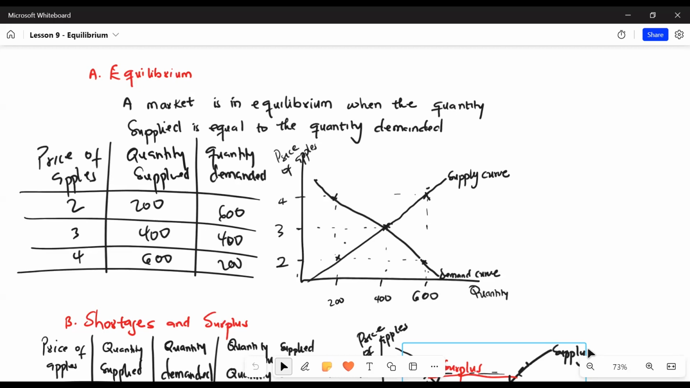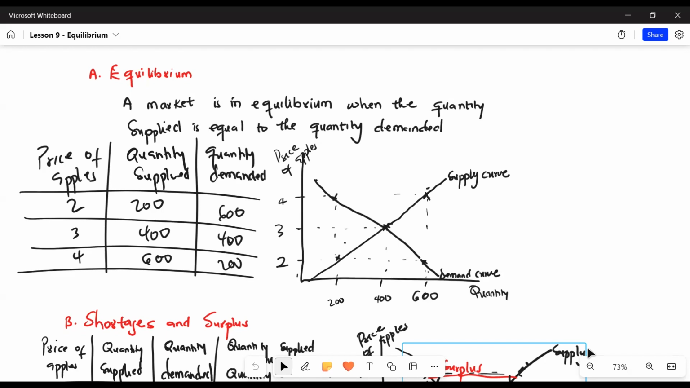Hi, welcome back. Our previous lesson was on shift in the supply curve versus movement along the supply curve. Today, we'll be looking at equilibrium, where we combine both the demand and the supply curve to get our equilibrium price and equilibrium quantity. So what do we mean by equilibrium?